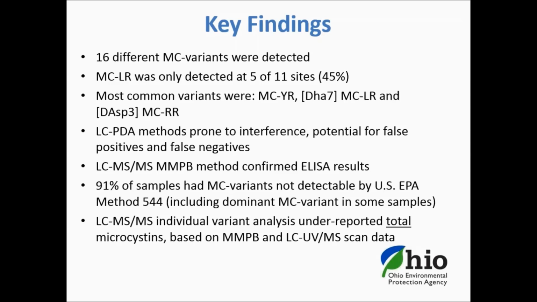We also found that LC-UV and PDA methods were prone to interferences, which resulted in both false positives and negatives. We found that the new LC-MS-MS MMPB method confirmed the ELISA results, and that LC-MS-MS individual variant analysis potentially underreported total microcystins based on both the MMPB data and the LC-UV-MS scan data. Next slide.